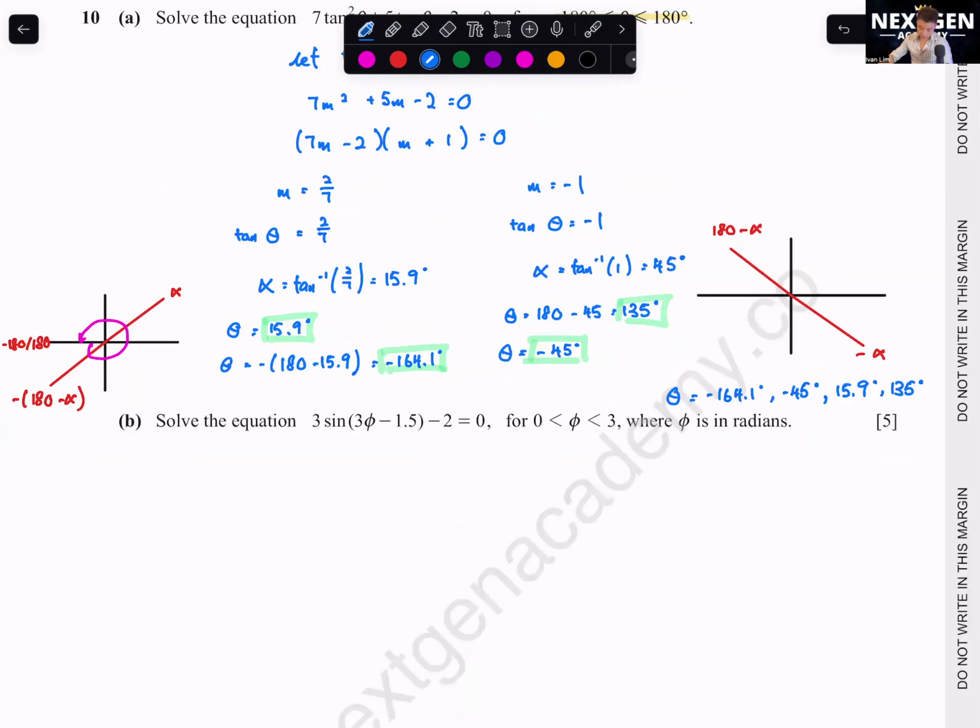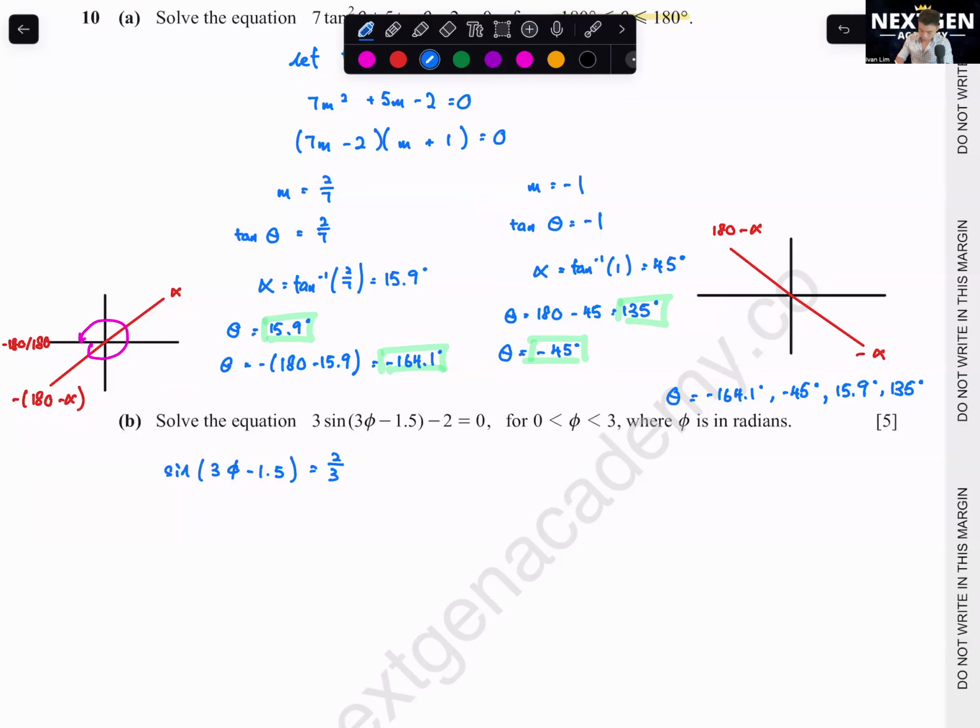Okay, question D. Solve the equation of this from 0 to 3. The symbol is called phi, it is just another angle symbol, where phi is in radians. So change your calculator to radian mode first. Okay, what do we need to do here? You solve as normal. So we rearrange first. So sine of (3 phi minus 1.5) is equal to 2 over 3.